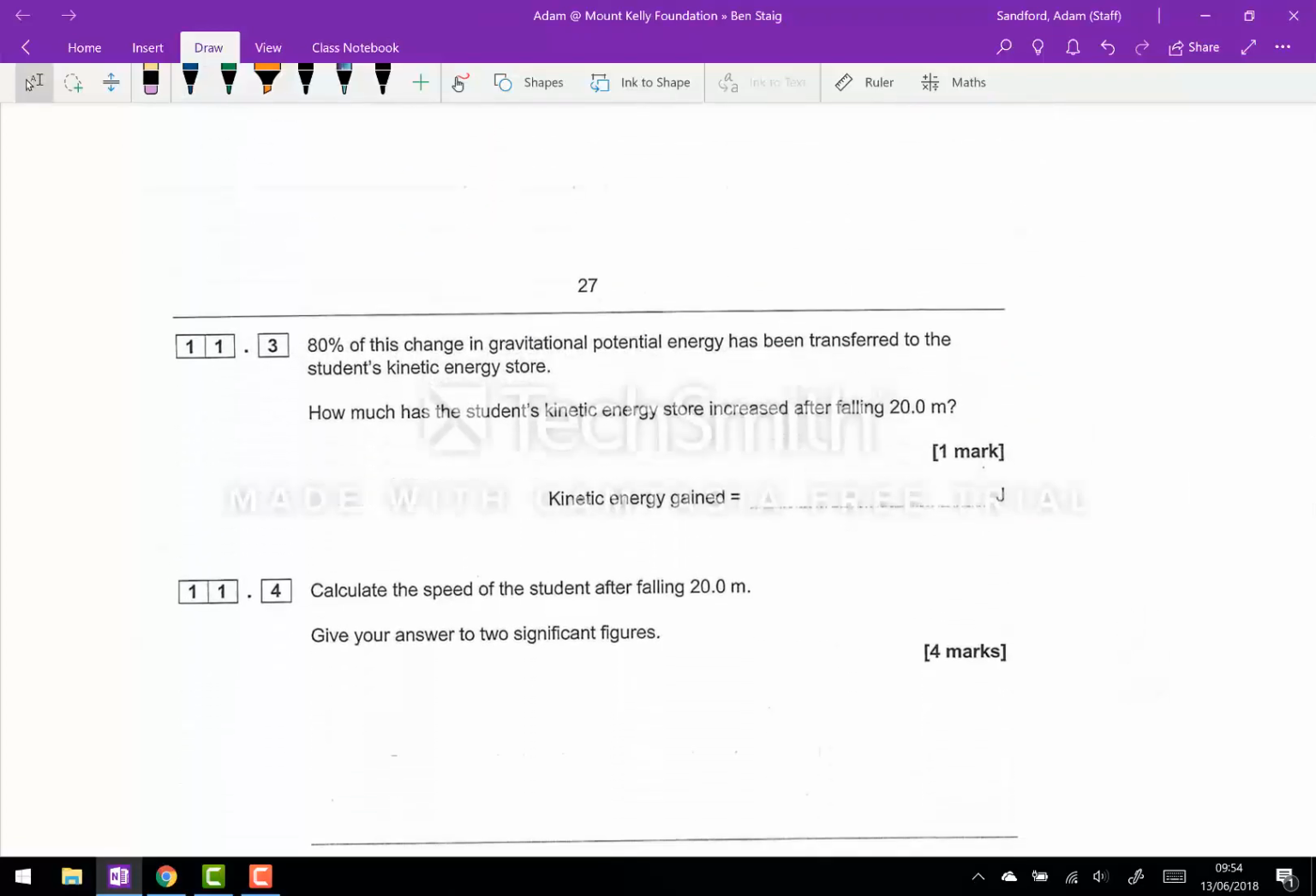80% of this gravitational potential energy is being transferred to students' kinetic energy store. How much? So it's just 80% of 9,800, which is equal to 0.8 times 9,800, which is equal to 7,840 joules.